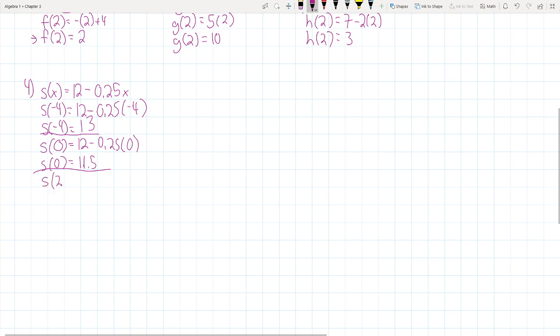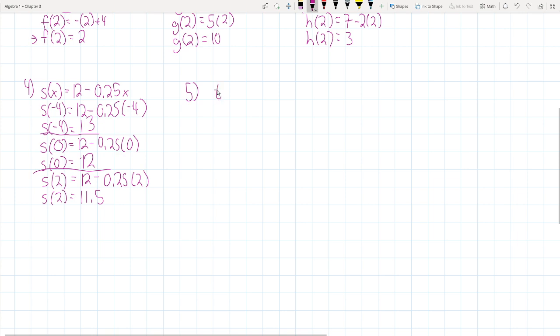S of 2 equals 12 minus 0.25 times 2. 2 of those make negative half. Oops, I messed up. This shouldn't say this. I was doing the next one. This one should say 12. There we go. So S of 2 equals, that's a half, so this turns into 11.5. There, that one's right.